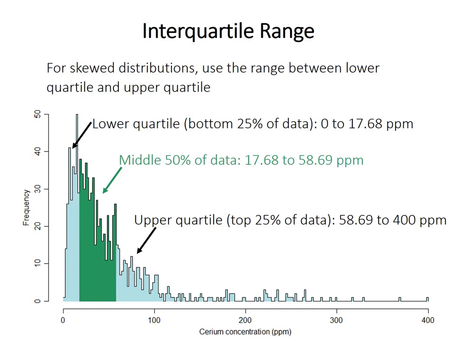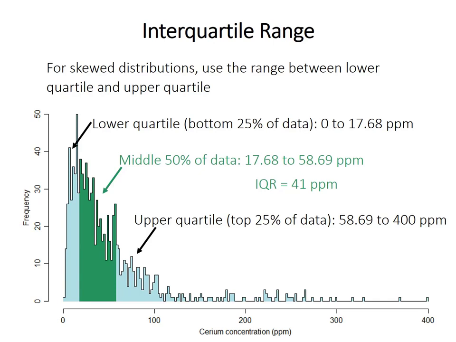So it extends from the lower quartile, where 25% of data points are smaller than that, to the upper quartile, where 25% are larger. So in this example, the lower quartile is about 17.7, and the upper quartile is about 59. So the interquartile range is about 58.7 minus 17.7, or 41 parts per million in this case.